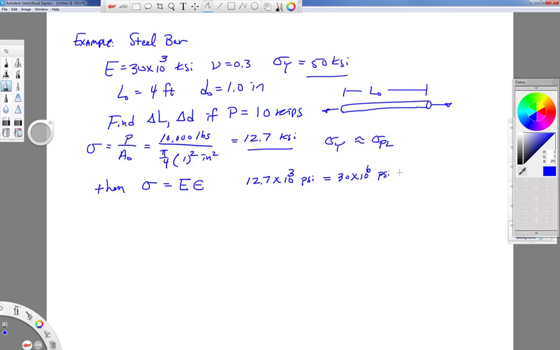And then over here, the strain, I can say that strain is the change in length divided by my initial length. So if I want the change in length of this bar, I can find that by rearranging these. 12.7 times 10 to the 3 divided by 30 times 10 to the 6 times my initial length of 4 feet or 48 inches. If I do this calculation, I end up with a change in length of 20.4 times 10 to the minus 3 inches.